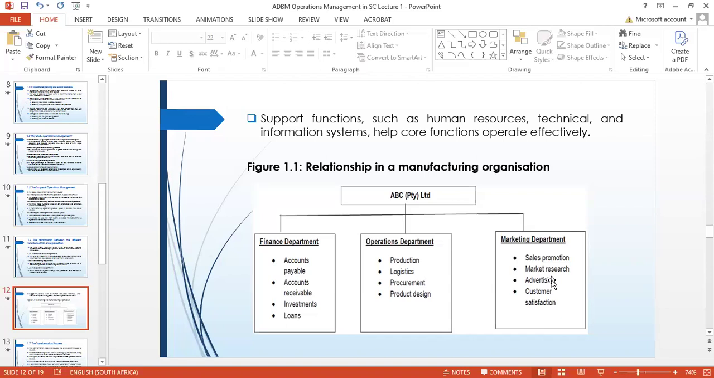And we have the marketing department: sales promotion, market research, the advertising that you see on television, that you hear on radio, the posters you see wherever you go. It's the marketing department, and ensuring that customers are satisfied with what they are getting. And we have other supporting functions or departments, like I said, the human resources department, the technical department, information systems. Technical information systems can come under the IT department. They help these major three departments.